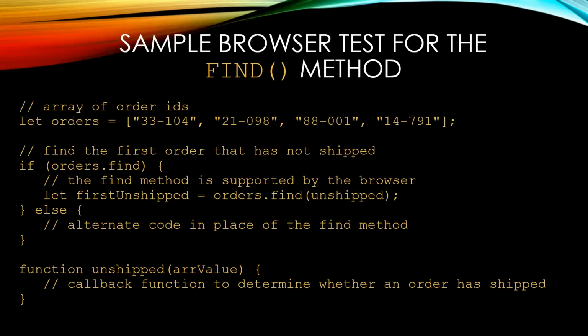We have a sample browser test for the find method. So here we've got some order IDs. If you find an order, okay, it's going to find the first order. So the find method is supported by the browser. Let the orders find the unshipped, otherwise find something else, okay? Unshipped here, the callback function determines whether an order has been shipped or not. So orders.find.